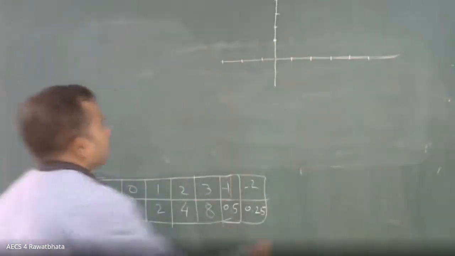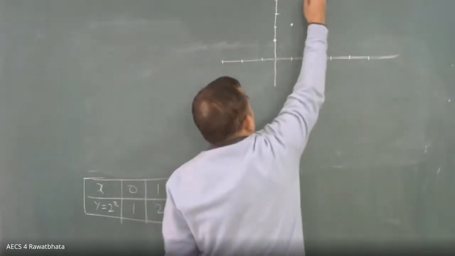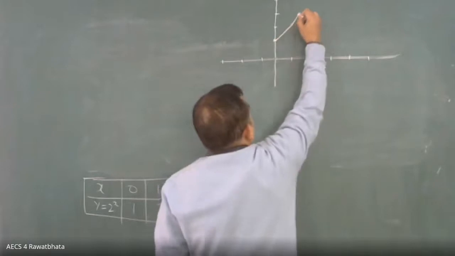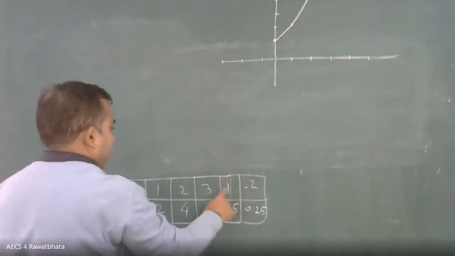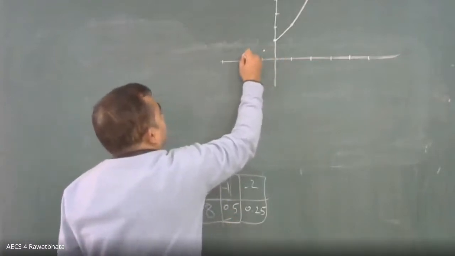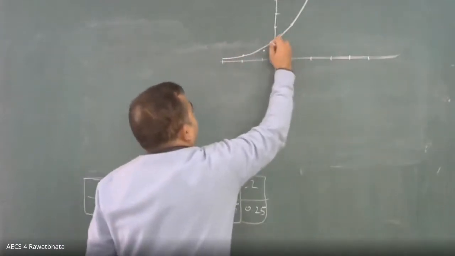this is 1, 2, this is 2, 4. So you can see the exponential growth. Steep slopes are there now. When x is minus 1, it is 0.5, then 0.25, etc. This is the graph, and join them with a smooth curve.